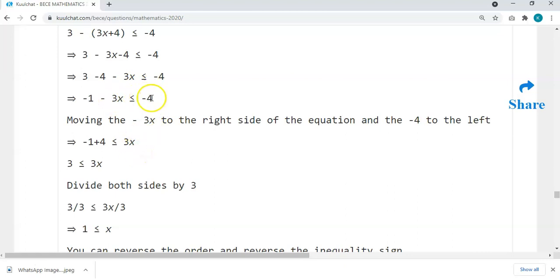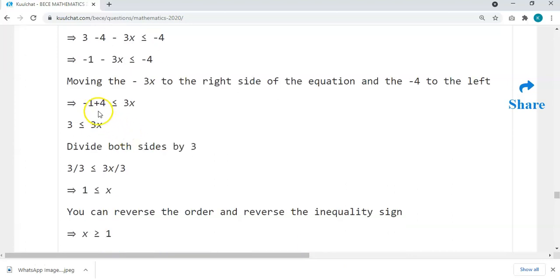And the negative 4 will be positive when it comes over. So you get negative 1 plus 4, and this negative 3x, when it comes there, becomes positive 3x. So we end up getting 3 is less than or equal to 3x, and we divide both sides by 3.